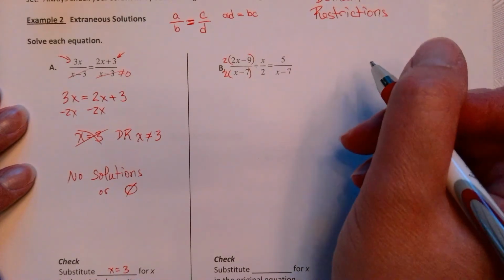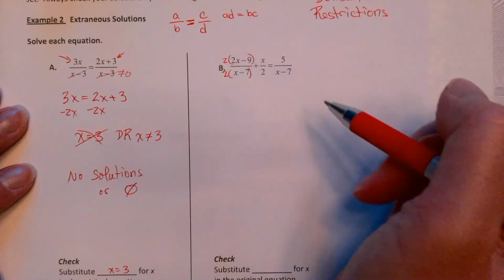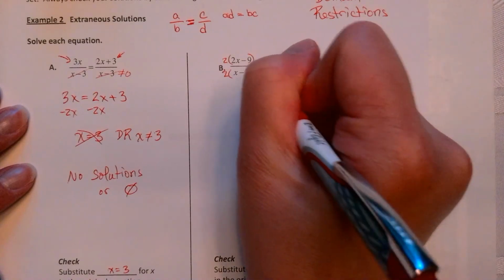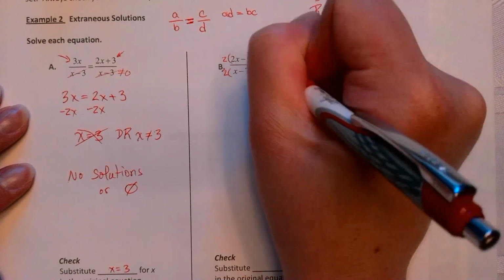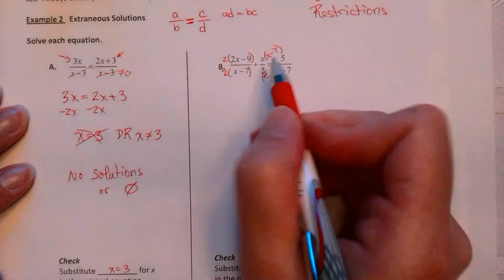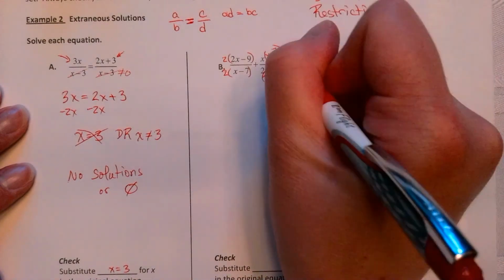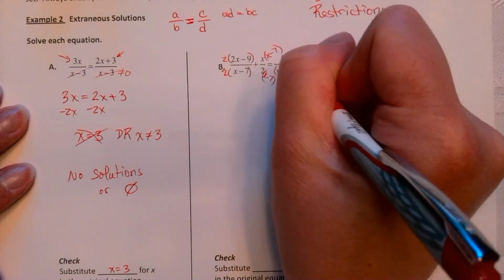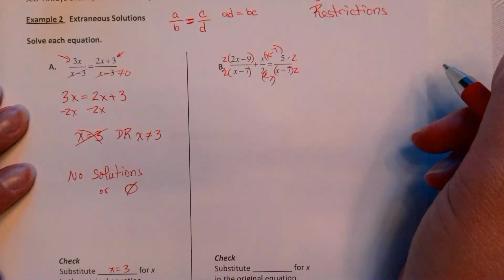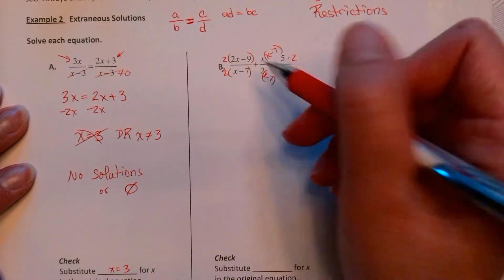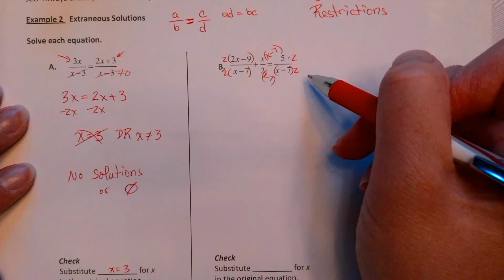Use that shortcut. So multiply the top and bottom by 2. I need to multiply this by x minus 7. Multiply this by x minus 7. And remember, I need the whole thing. And then this needs a 2. So I am truly doing the same thing as the shortcut. I'm just showing it. Okay?